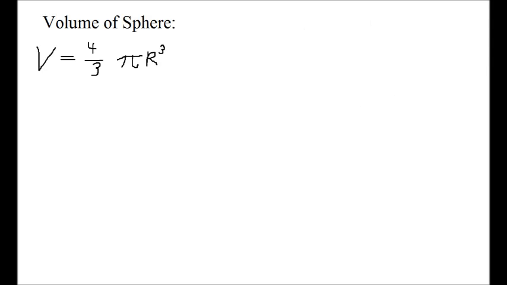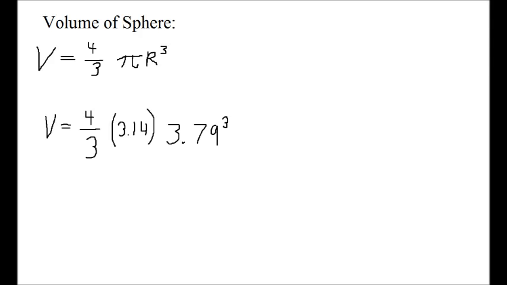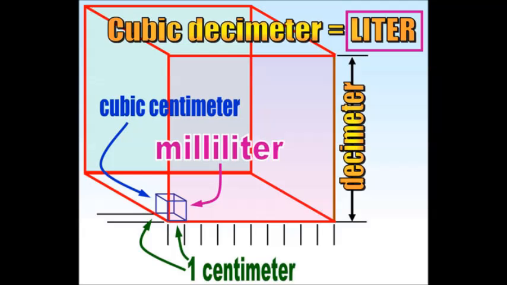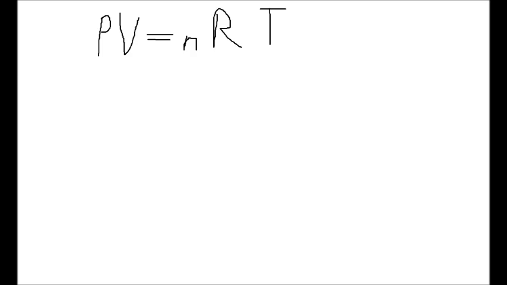We know the radius of the balloon now, but we want to find the volume. So we use the equation for the volume of the sphere, come up with our answer, and then look at an interesting point, which is that decimeters cubed equals liters. Yes, just like centimeters cubed, or cubic centimeters, equals milliliters, so decimeters cubed equals liters.